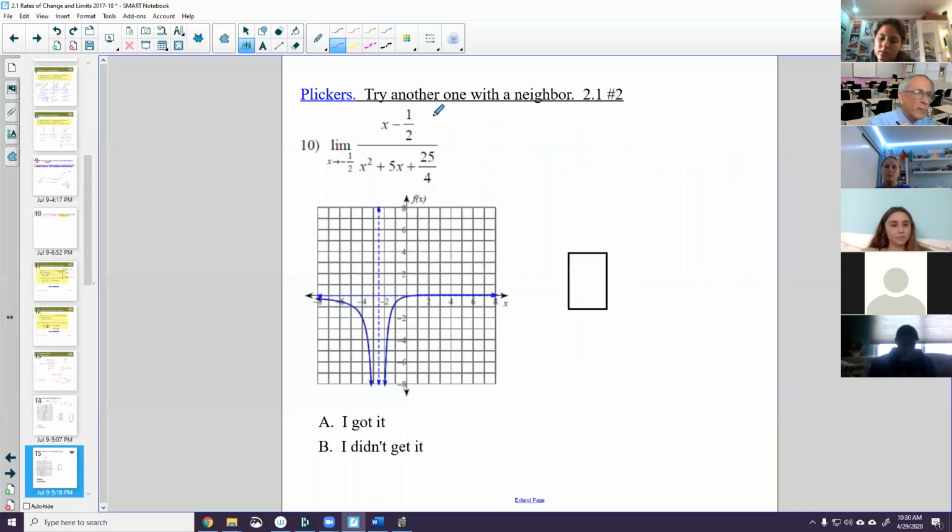So when you're doing this one here, do your substitution. See if you have a 0 in the denominator. If you don't, then just continue with your substitution. And it's a -1/2.